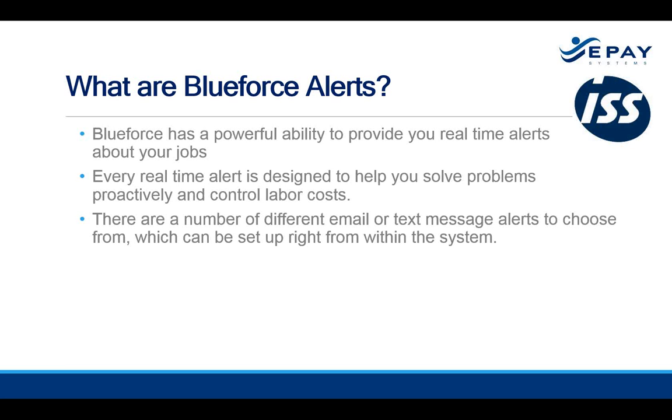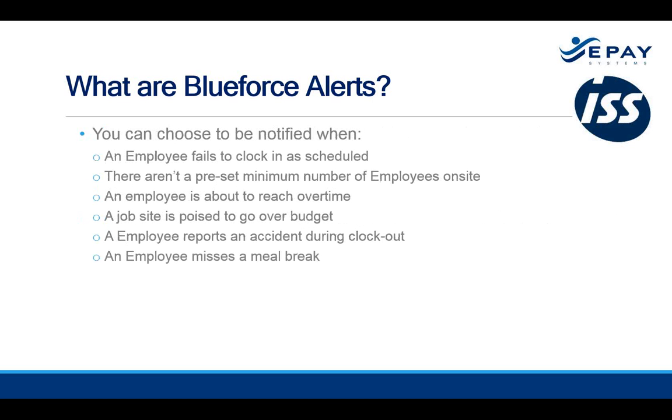Now, as we go through today, you'll see there are a number of different alerts in the system, and each of them has the ability to send emails or text messages to you, alerting you there might be an issue with something along the line with your job, whether it be budget related, whether it be an employee not being on site, whether it be an alert about an employee not taking a meal break. Those are just some examples of the different alerts that are available.